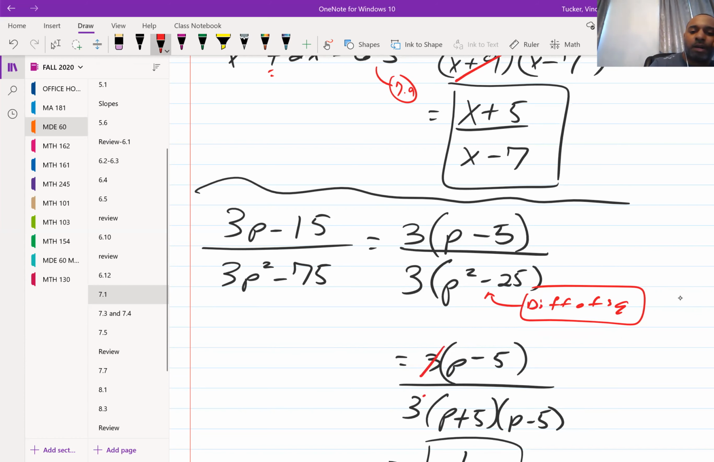You have a 3 that's in common with the top and bottom, and p minus 5 that's in common with the top and bottom. So notice the whole numerator cancels out. Don't forget, when everything cancels, you're supposed to leave a 1 there. So that simplification would be 1 over p plus 5, or that expression in its simplest form would be 1 over p plus 5.